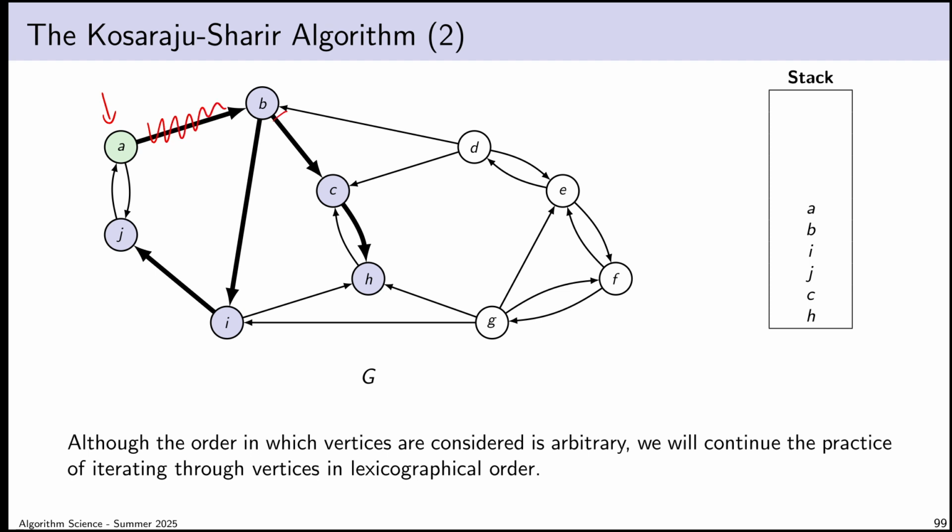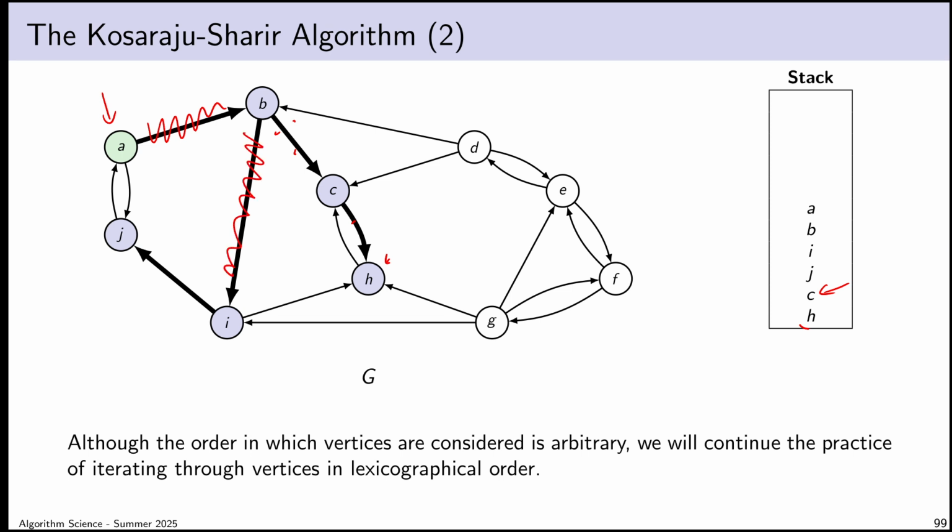I go from vertex A to B, B to C, C down to H, there we go, and then I'm ready to unwind from vertex H. When I unwind from vertex H, I push it onto my stack. Okay, so I unwind from vertex H, I get to vertex C, I unwind from that, I push it onto my stack. I get back to vertex B, but I'm not done at vertex B yet.